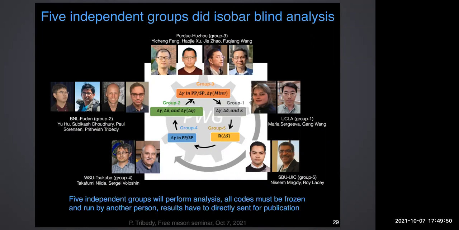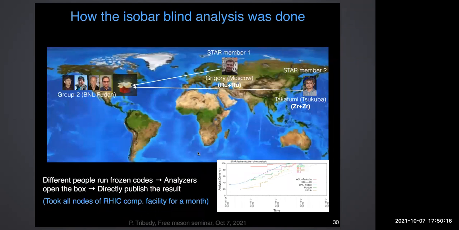Like that, or the other way around. So the final group is Purdue. So the 5 independent groups will perform the analysis. No one can run his or her own code. Another person will run it. The only thing the analyzers who develop the analysis tool will do is open the box, and whatever result you get directly, you present it. I think I'm running out of time.